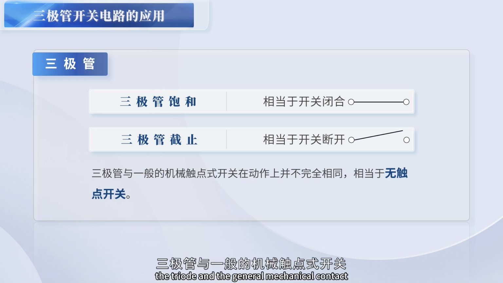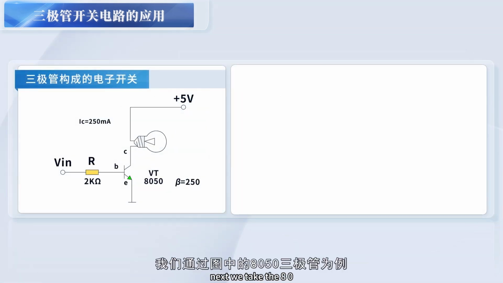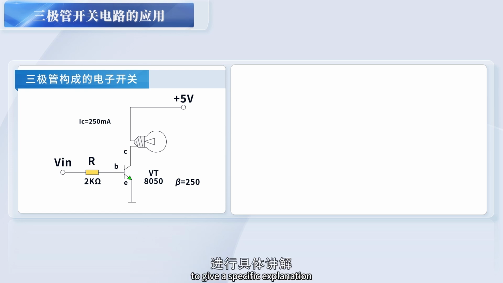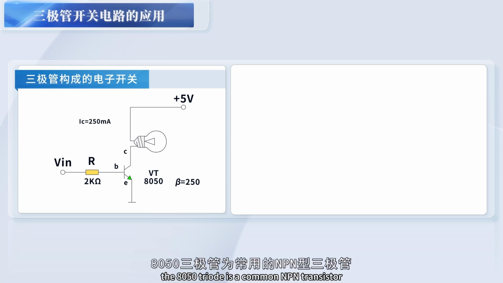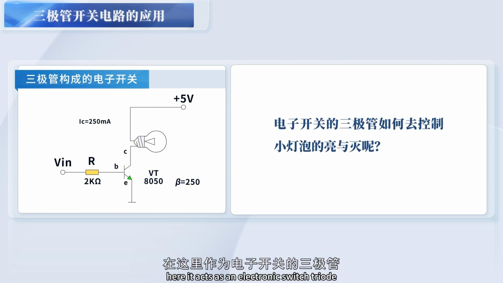Strictly speaking, the triode and the general mechanical contact switch are not exactly the same. In action, it is equivalent to a contactless switch. Next, we take the triode in the figure to give a specific explanation. It is a common NPN transistor. Here it acts as an electronic switch. How to control the on-off of the light bulb?